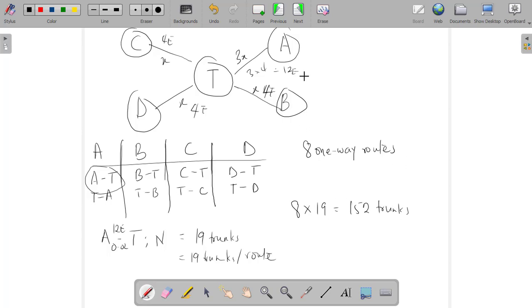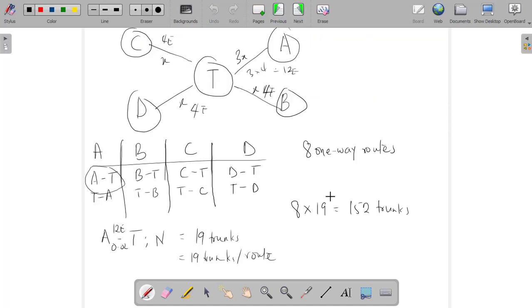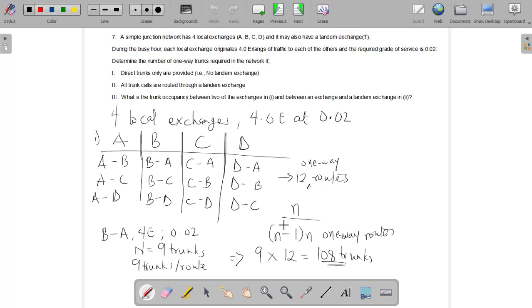One important observation about this type of problem is that you are going to need more trunks in the tandem system than in the simple junction network that has no tandem exchange.